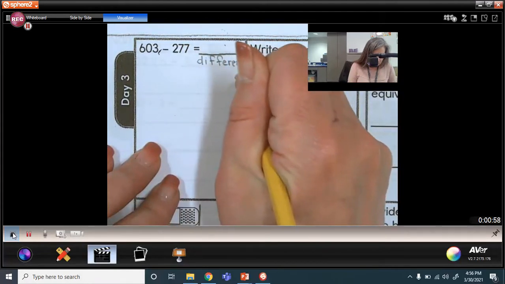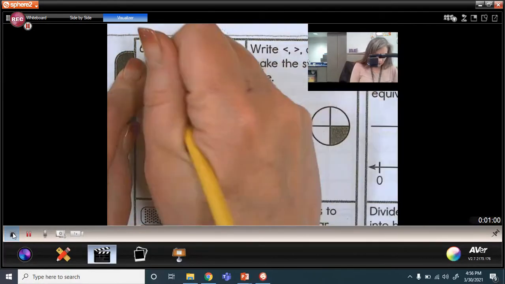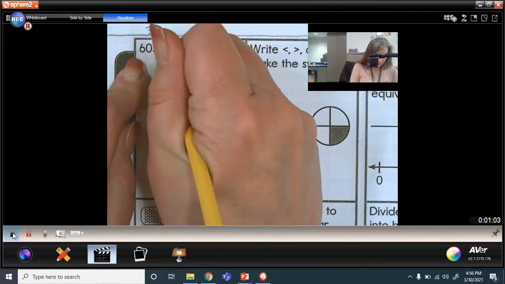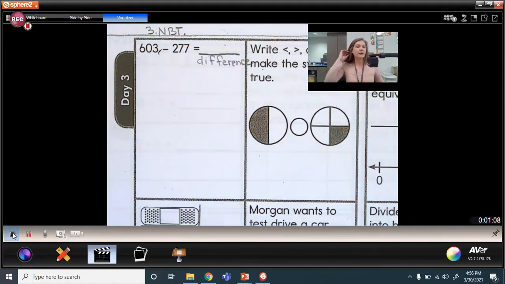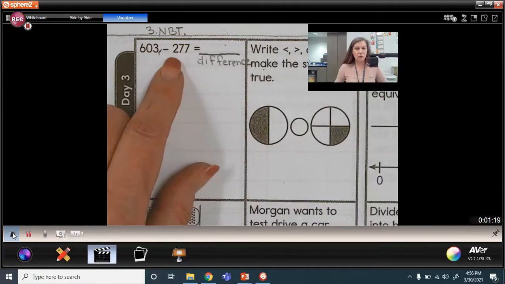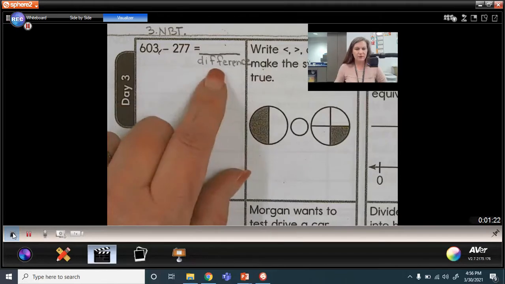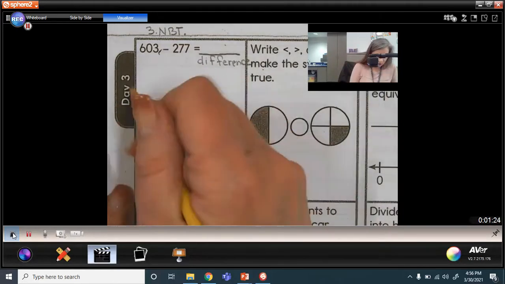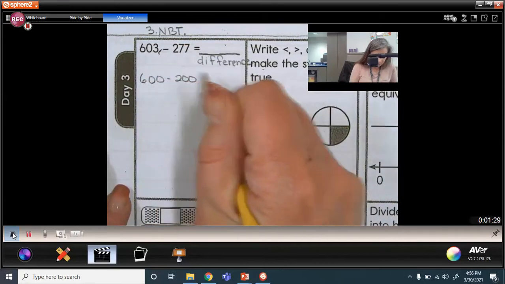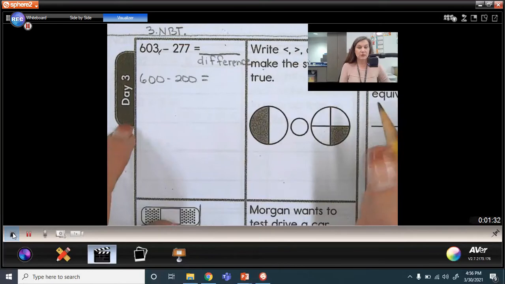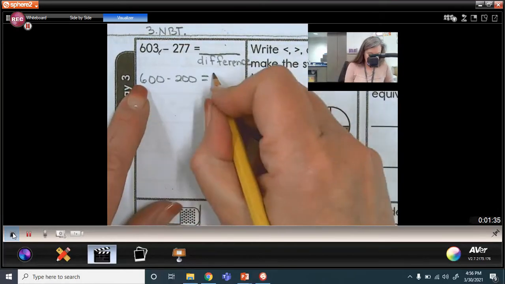So let's take a look at, this is actually our standard 3.NBT, numbers in base 10. Remember, we're also remembering to fluently add and subtract. That's what you have to do in third grade. Fluently add and subtract within 1,000. So 603 minus 277, we're looking for the difference. So I'm going to start us off with 600 minus 200. And the difference, notice I said difference again, is 400.